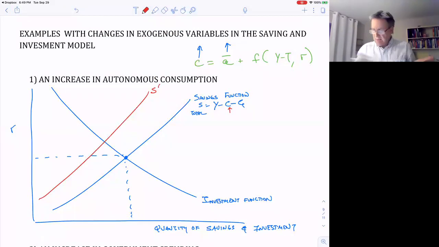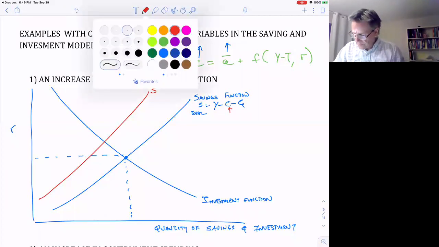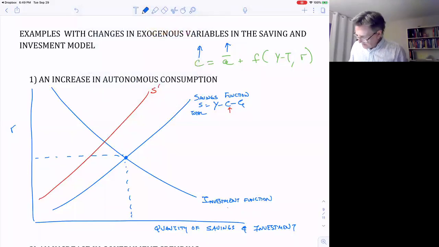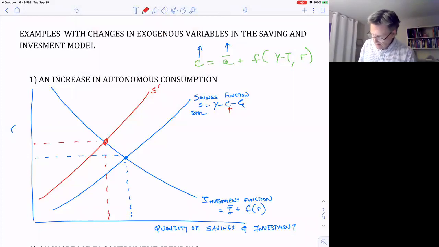The change in consumption isn't going to affect investment, because remember, investment is autonomous investment plus some function of the real interest rate. And we can see here on the graph, there's going to be a new equilibrium right here at a higher interest rate and a lower level of savings and investment. So the quantity of savings and investment is going to fall. The real interest rate is going to rise.